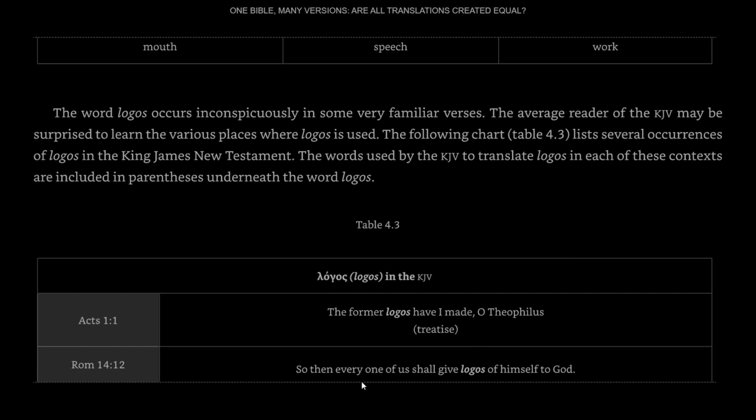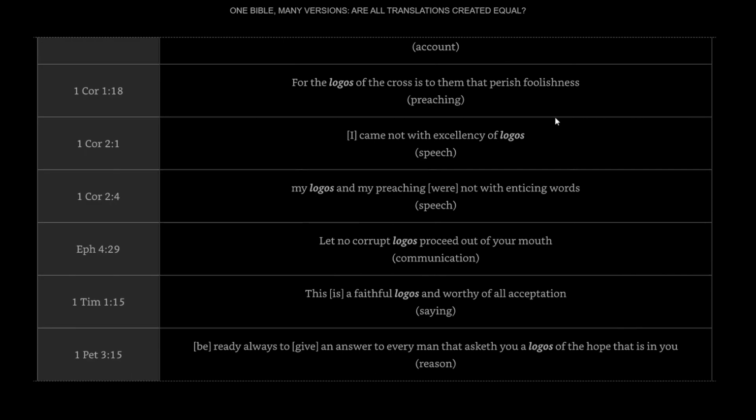Romans 14:12, "So then every one of us shall give account of himself to God." Well, here the Greek word is logos. And that is translated as "account" in various translations, including the King James Version.